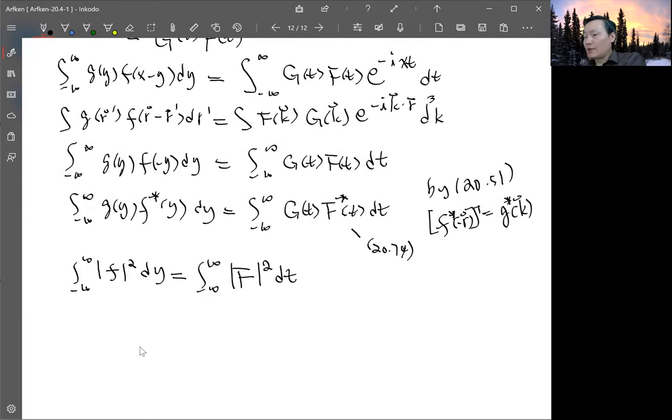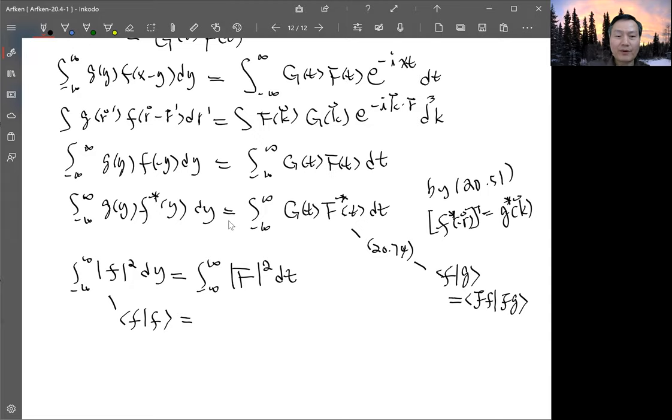Okay, and then this form, if you write it in the bracket notation, is just the scalar product of f and g, which equals the product of the Fourier transform of f and the Fourier transform of g. Okay, and this implies the same for f and f.